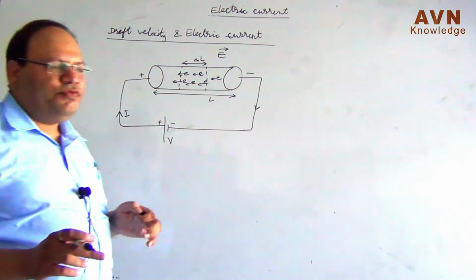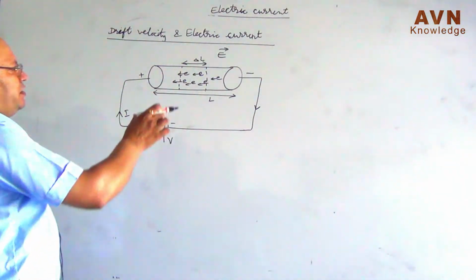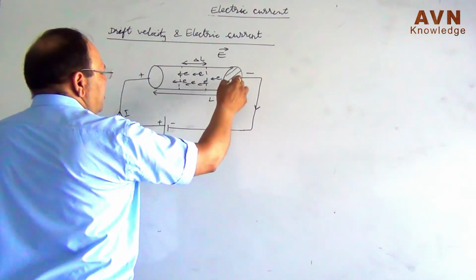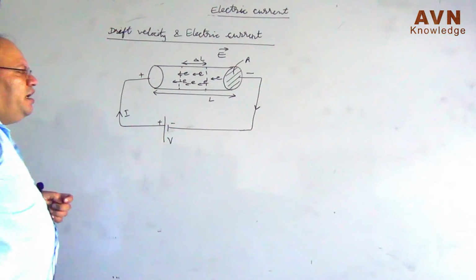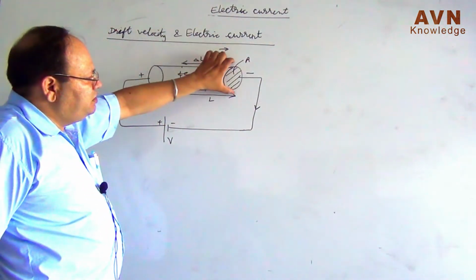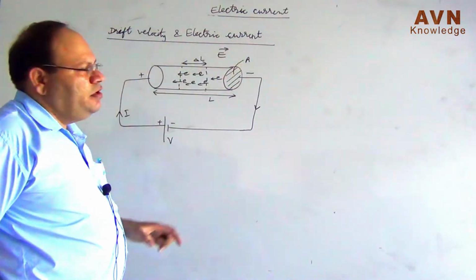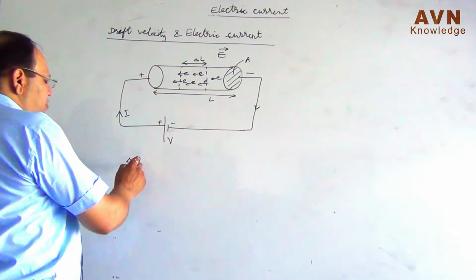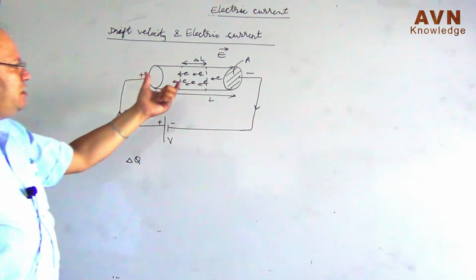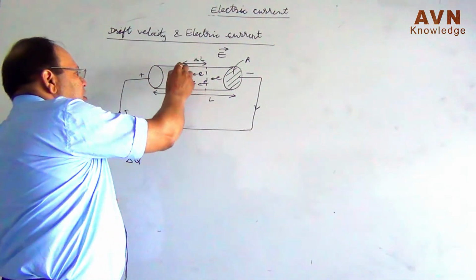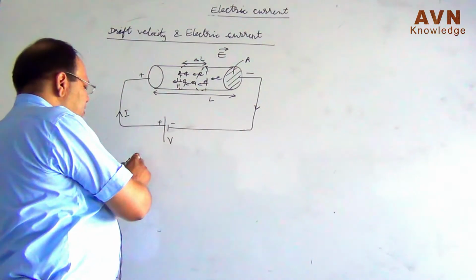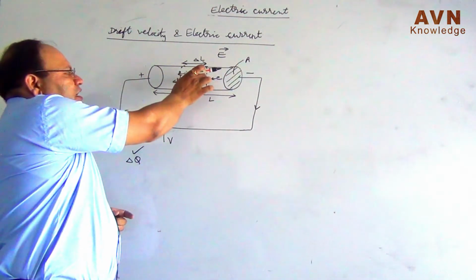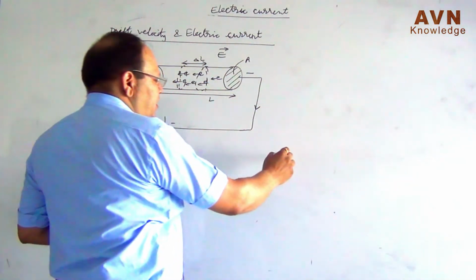Take a small fraction of this conductor, that is delta L, and the cross-section area of this conductor is capital A. At first I will calculate delta Q, the flow of charge through this cross-section area in the length delta L. And what is the time? The time taken in this small fraction is delta T, and then I will calculate delta T.